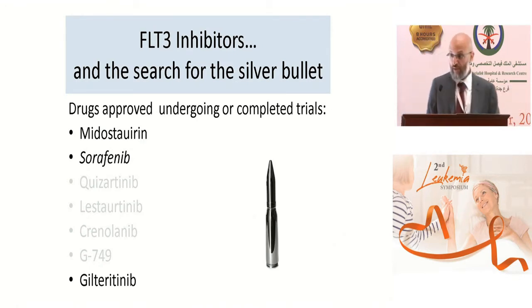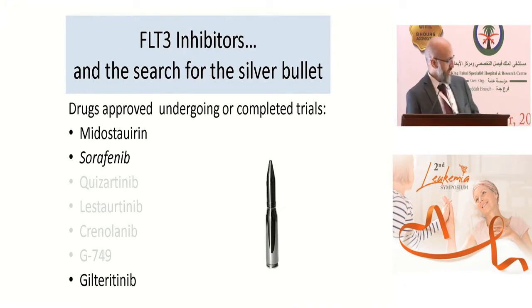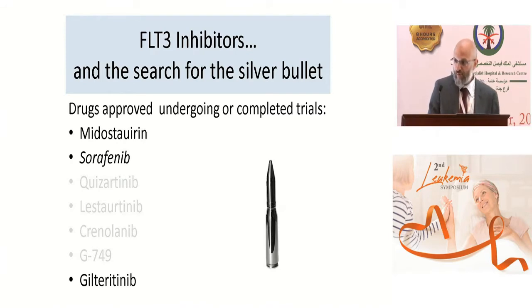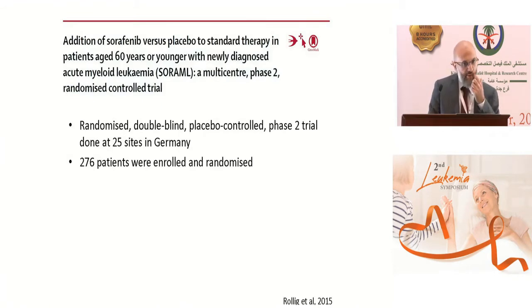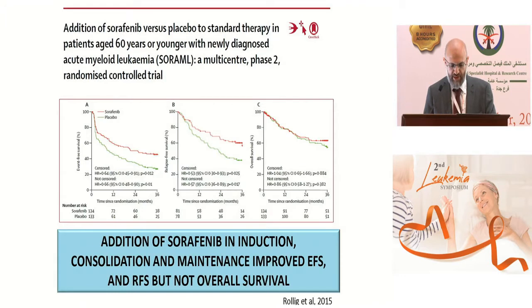So lestaurtinib in the MRC study wasn't successful as a FLT3 inhibitor. Quizartinib data is emerging, as is crenolanib, and probably gilteritinib is going to be a forerunner, and it's already licensed for relapsed AML. So as for the sorafenib story, there was a SORAML study, which was a randomized, double-blind, placebo-controlled phase 2 study of AML patients. 276 patients were enrolled and randomized, and the addition of sorafenib in induction and consolidation and maintenance improved event-free survival and relapse-free survival, but not overall survival.